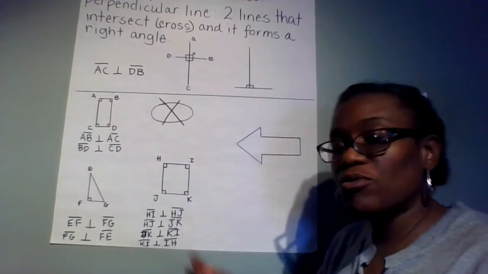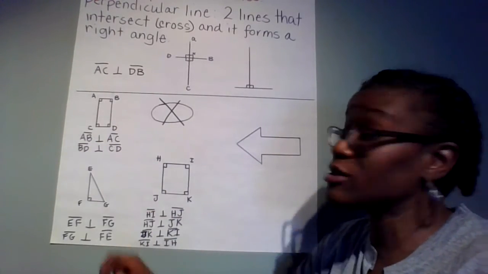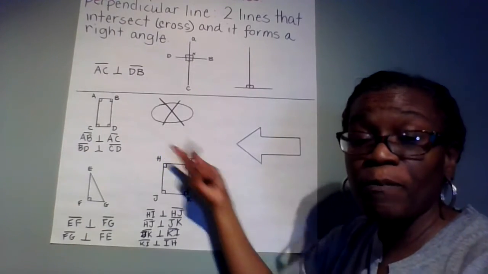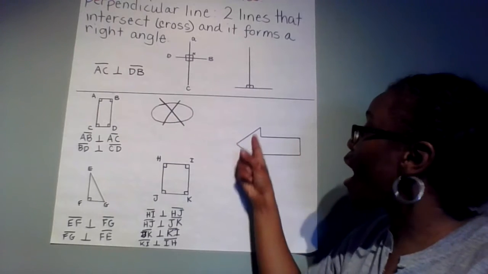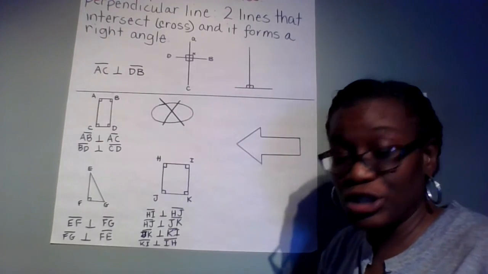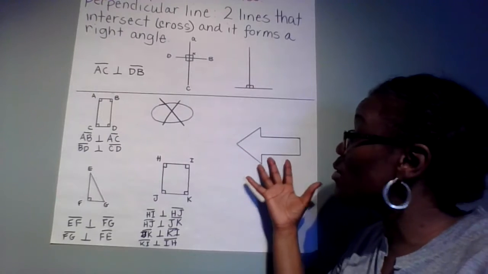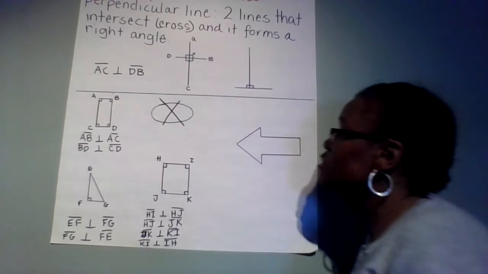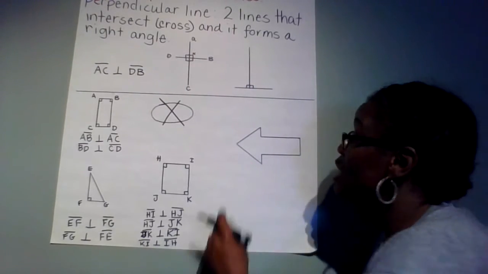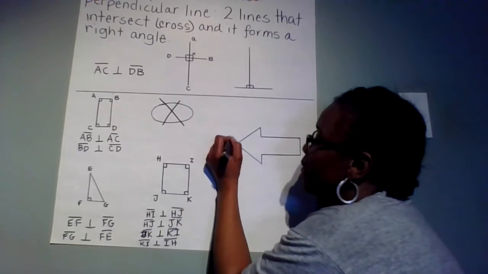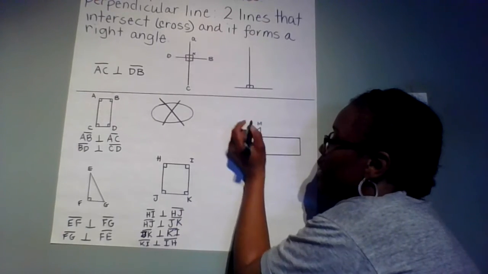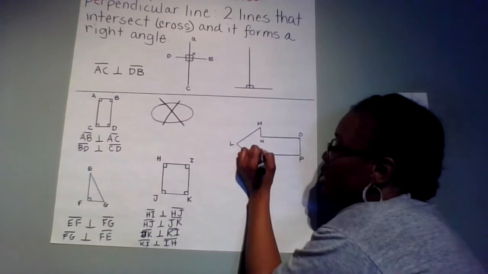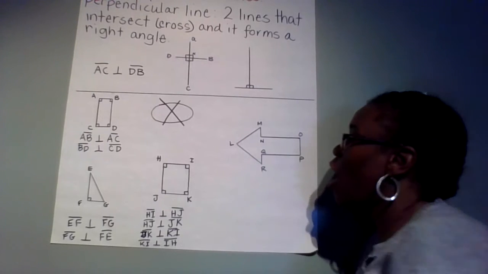Now, even though these are our traditional shapes, a rectangle, a square, a triangle, and an oval, we can also take our shapes that are not so traditional, and we can also see where we have perpendicular lines as well. So first, I'm going to name our lines. So we ended with K, L, M, N, O, P, Q, and R.